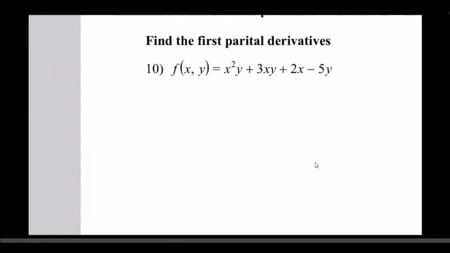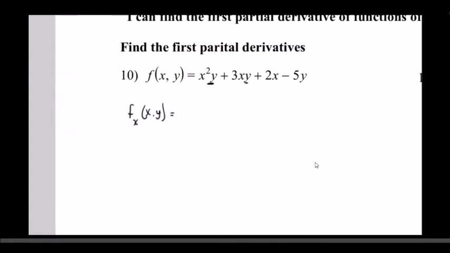So we'll do both the first partial derivatives with respect to x and with respect to y. So the first one, f sub x of x, y. For finding the derivative with respect to x, what we're thinking of is y is a constant. Y is a number. Instead of a variable now, it's just treated as a number, like a coefficient.